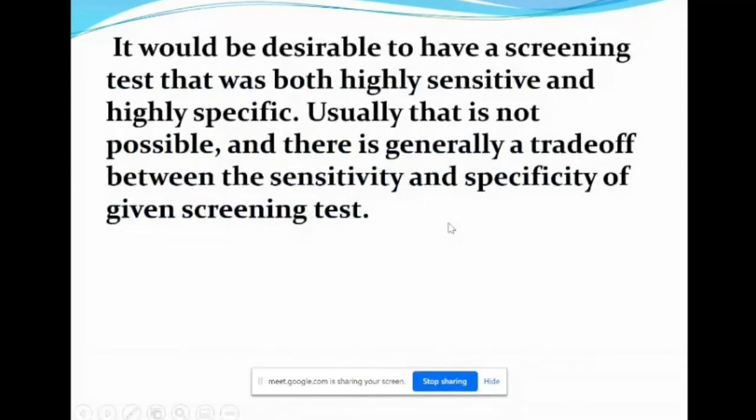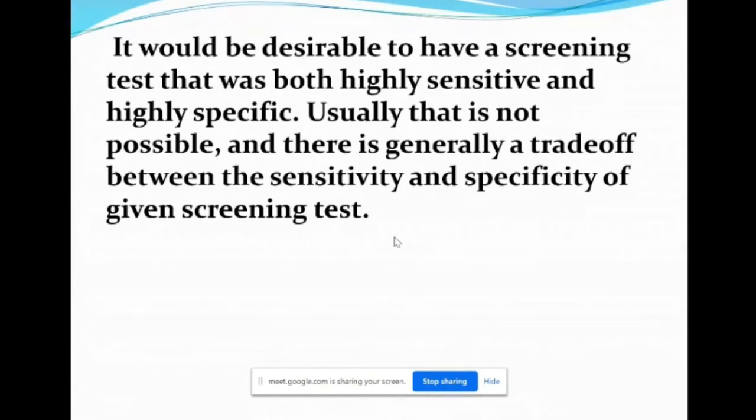Of course, we all want a screening test that is both highly sensitive and highly specific. But this is usually not possible in all circumstances, because when we increase one, for example sensitivity, this will be at the expense of specificity, and the reverse is correct. When we increase specificity, this may be at the expense of sensitivity. So there is a trade-off between sensitivity and specificity of a given screening test.